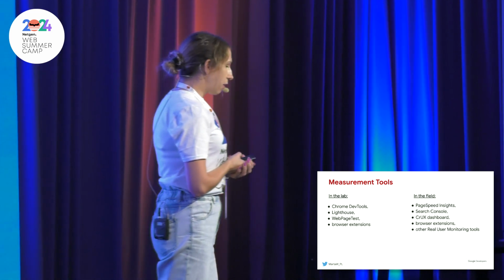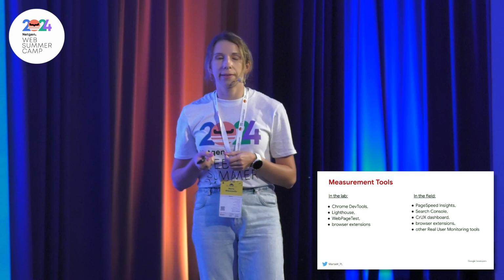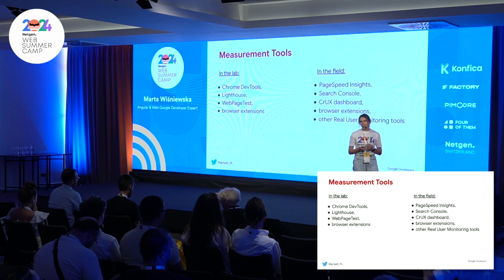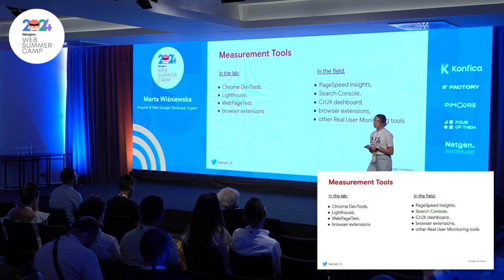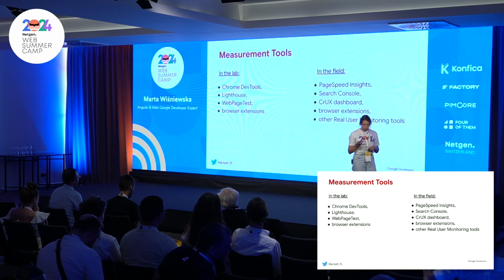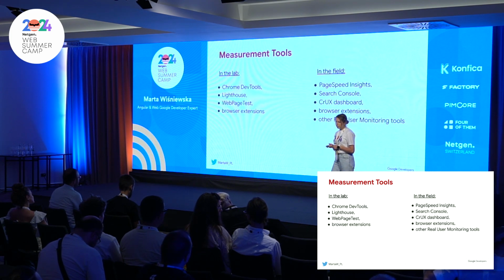And I think the biggest difference between the tools in the lab and tools in the field is that for the tools in the field, you need to have some traffic. So the app needs to be on production, and it also needs some traffic, because even if it's published, it doesn't yet have enough data to do this. But for tools in the lab, I think it's rather nice to use them in development mode, for developers, just to compare how the implementation impacts these Core Web Vitals.